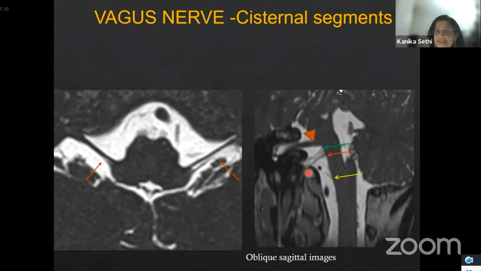So this is the oblique sagittal. This is a CISS or FIESTA sequence, which is a heavily weighted T2 sequence, which we do for imaging of the cranial nerves. So oblique reformatted, this is the 7th, 8th nerve, which is going into the internal auditory canal. And below that, you have the 9th, 10th, and upper spinal segments of the 11th nerve. So these are together, and then they go towards the jugular foramen.